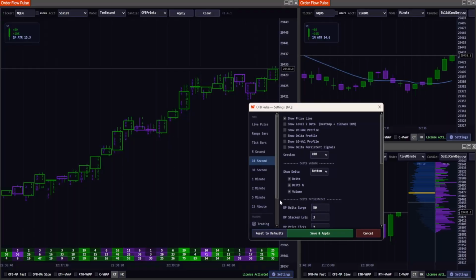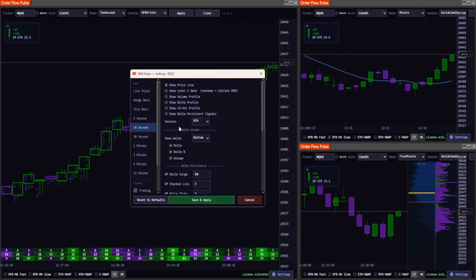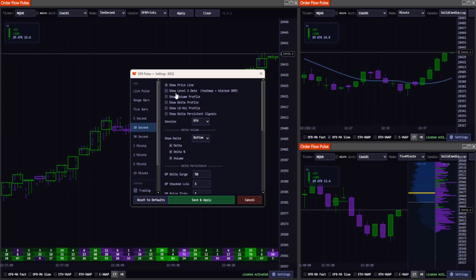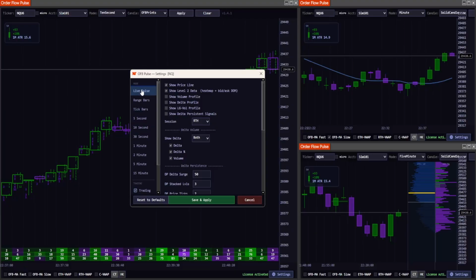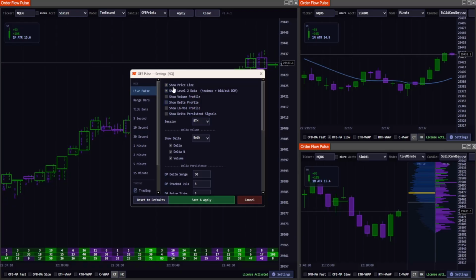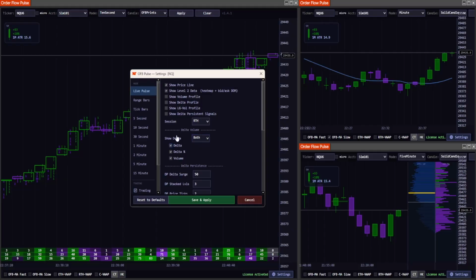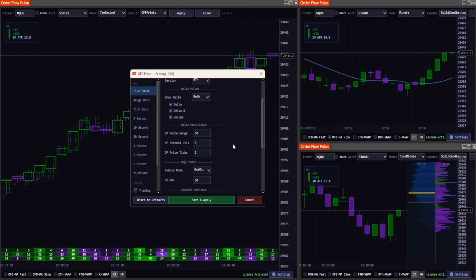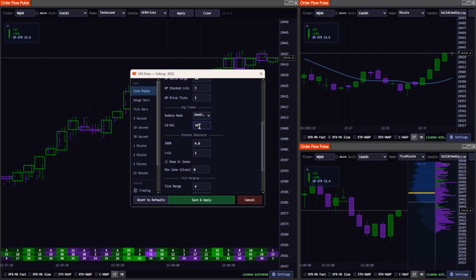These are the settings on the chart. Main thing is make sure the session is RTH, real time trading hours, for the bubbles to show up. Then you can show the level 2 data; you have to have this ticked. For the live pulse right here, if you have a live pulse map, you're going to have to show price line and show level 2 data. Make sure you have RTH, show the delta. Delta persistence is a whole new video I need to teach on a trading strategy when we get back into doing that. The bubble mode, again, one order: if you want one order, you have to go 30. If you want aggregated, that really doesn't matter for the live pulse.